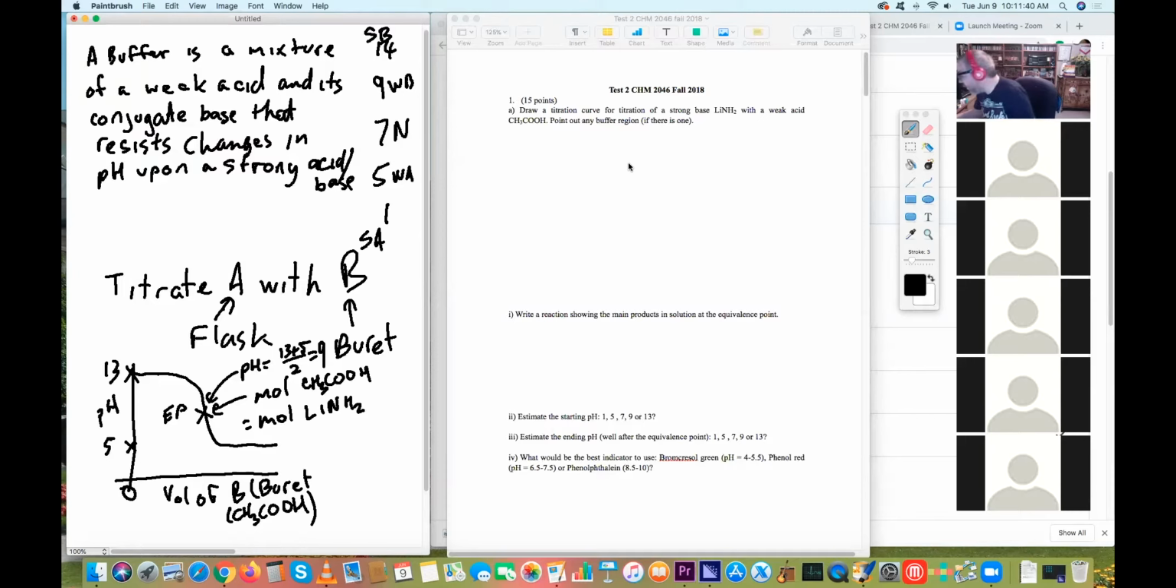What does a buffer region look like? Well, if we did have a buffer region, here's what it would look like. You'd have this kind of flat area where the pH didn't change much.